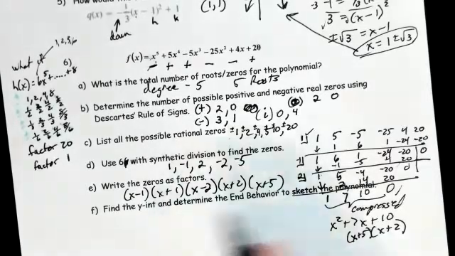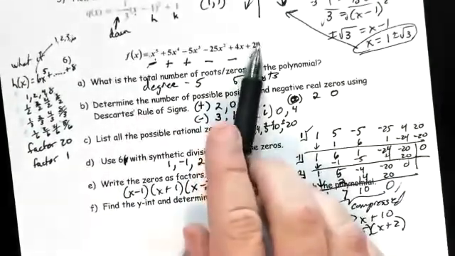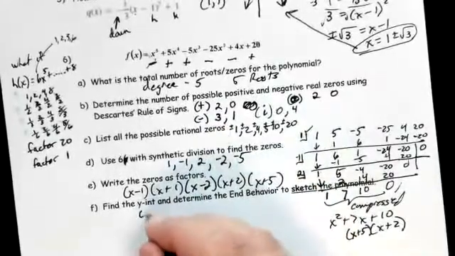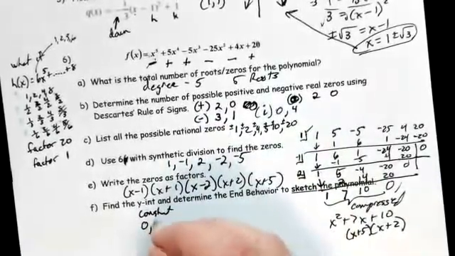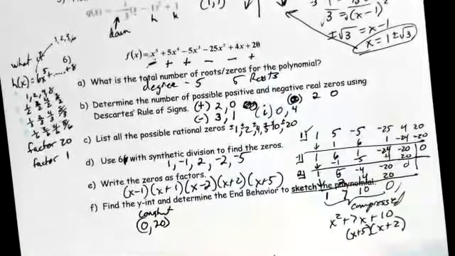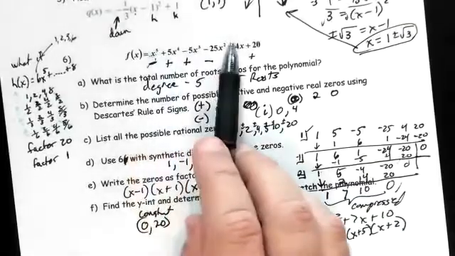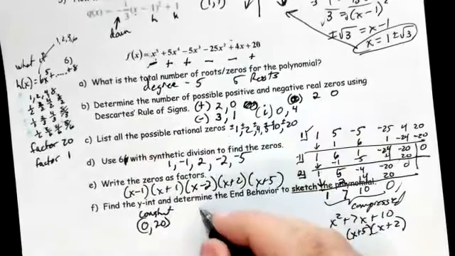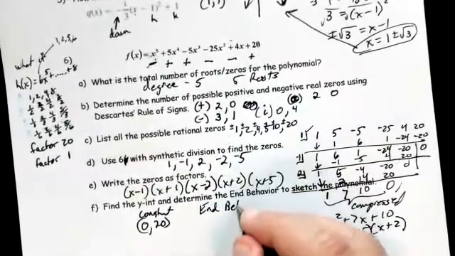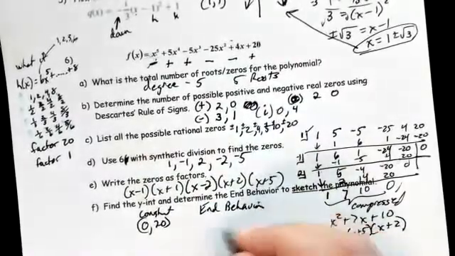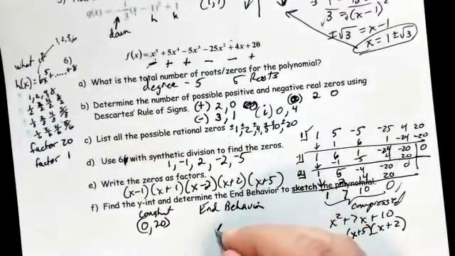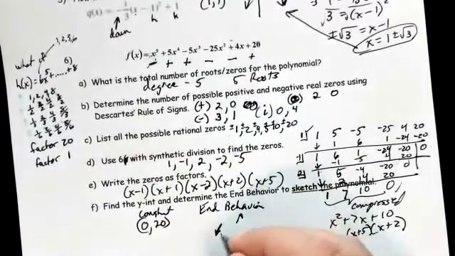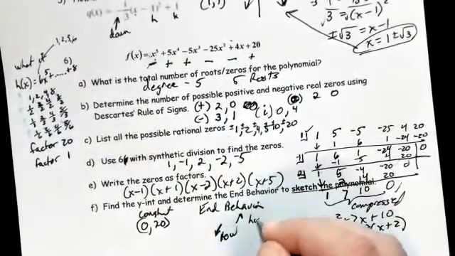When I look at that, it says now find the y-intercept. The y-intercept, remember, is always my constant. So it's at 0, 20. And the end behavior, to sketch this, remember end behavior, if it's odd and positive, is going to start low and end high. So low to high.